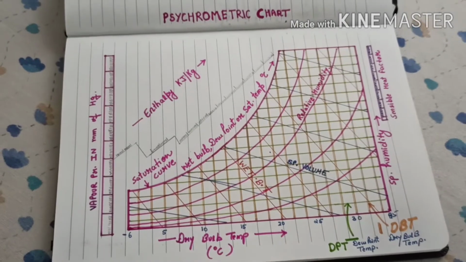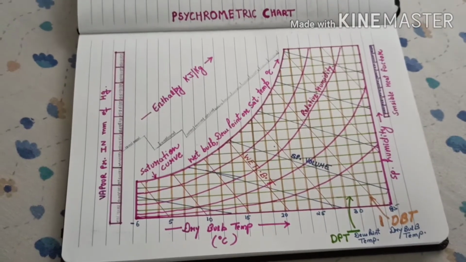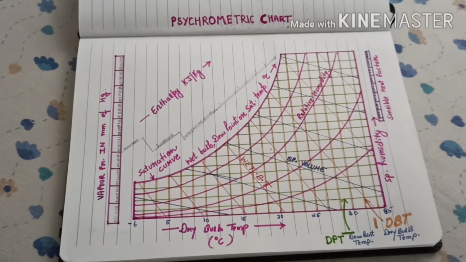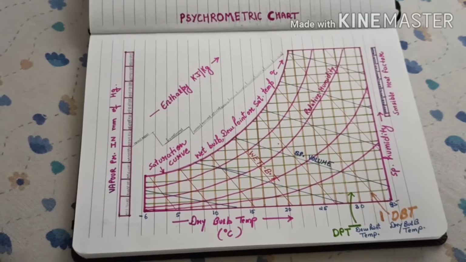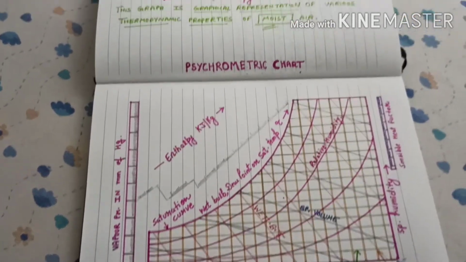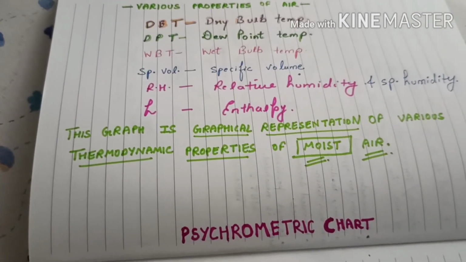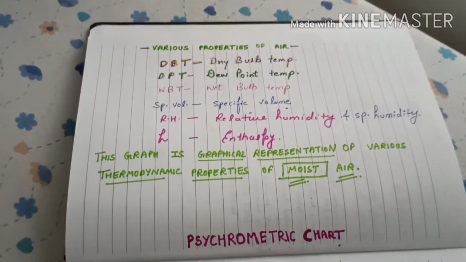Hello students, in this video we will be talking about the psychrometric chart. The psychrometric chart is part of the refrigeration and air conditioning chapters. It deals with the graphical representation of various thermodynamic properties of moist air.